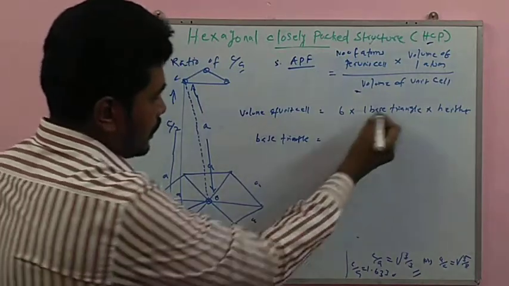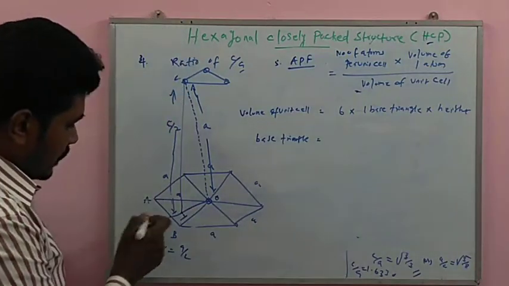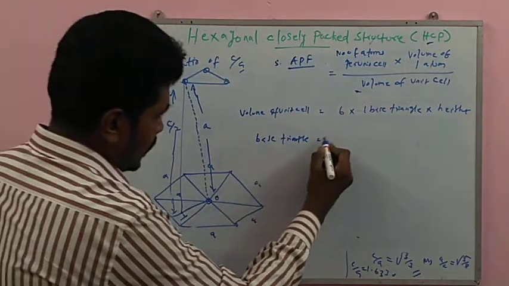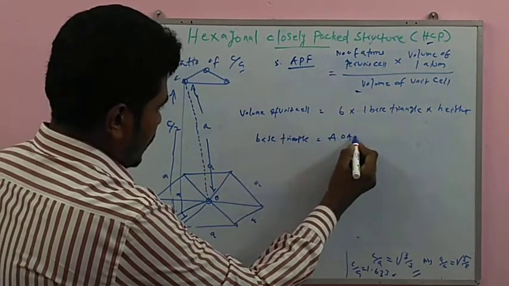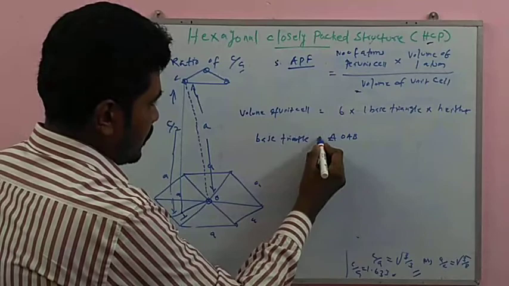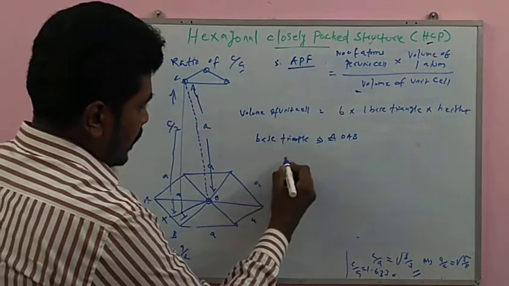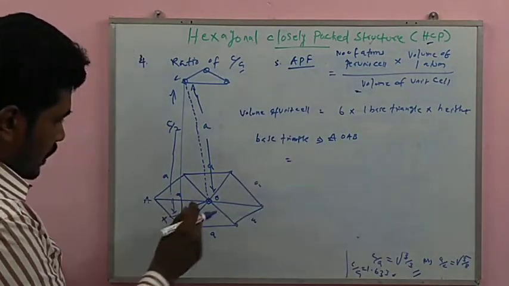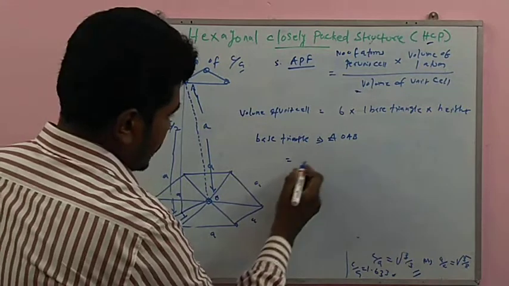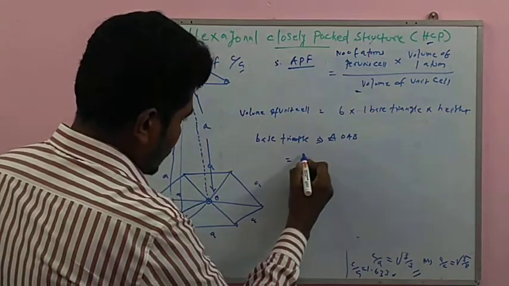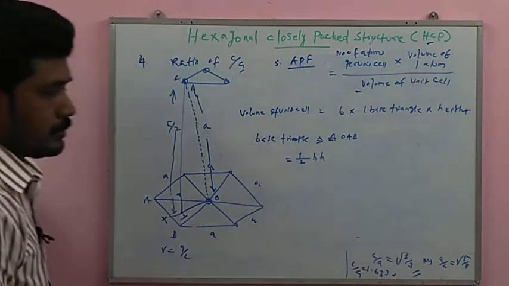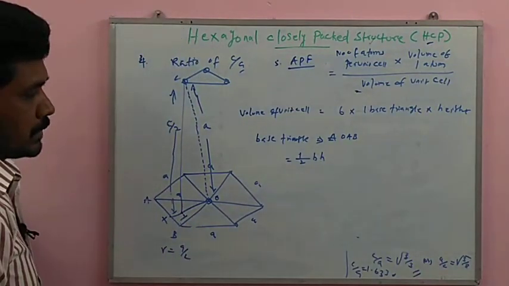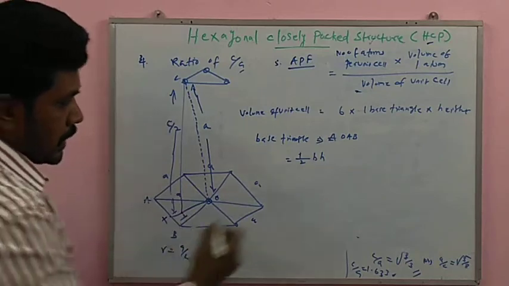That is the base triangle's value for this level. Now we take the base triangle's value for this angle, for OAB. That is the OAB value. The base triangle calculation is 1 by 2 breadth into height. Understand? 1 by 2 breadth into height value. That is the base triangle's value.